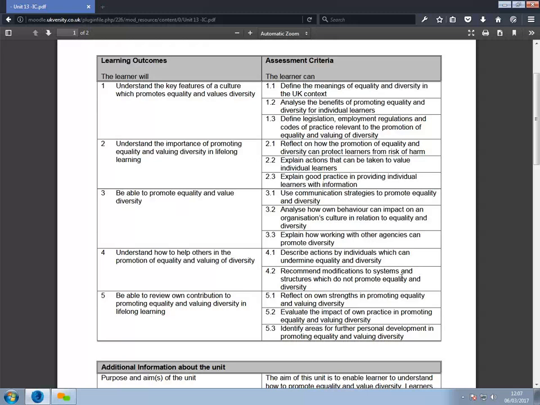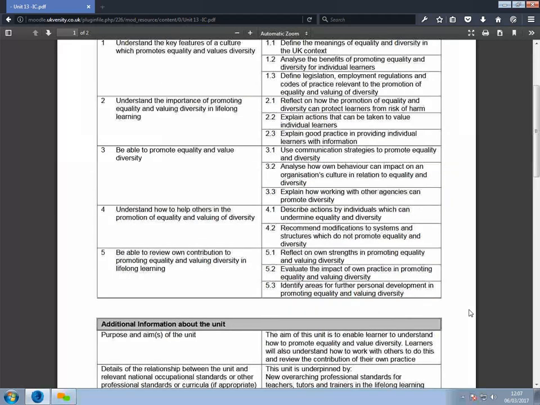Five is be able to review your own contribution. This is a reflective one, like each of the things you've done before, have a reflection stage. Looking at your own strengths in promoting it, evaluate the impact of your own practice, identify areas for personal development in promoting equality and valuing diversity. A lot of times this can be done by reading, and there's millions of material out there on the net or in books that will offer suggestions in terms of how you go about this.